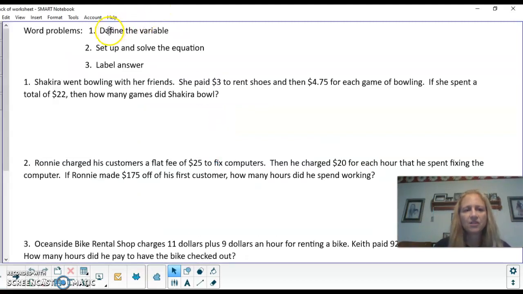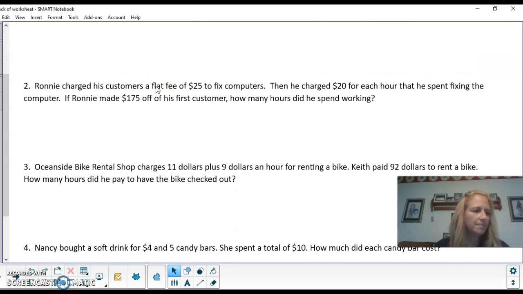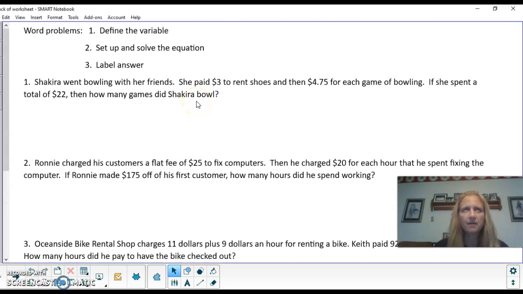So this is what I'm going to ask you to do. Define, set up an equation, solve it, and label. All right. So all of these are pretty easy. I'm looking through. Yeah, you shouldn't have any problem with this. And okay, today is Monday. So please submit this in Schoology tomorrow by 8 a.m. Come on, guys. 4 problems. You can do it. All right. Thanks.